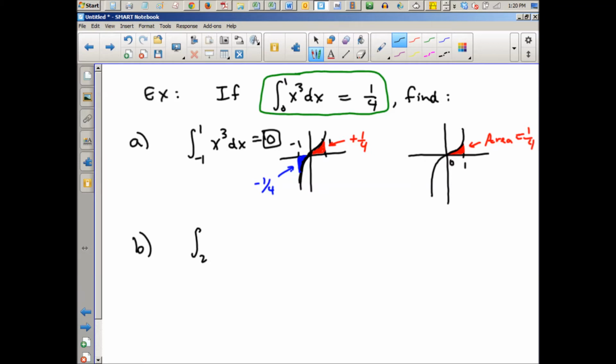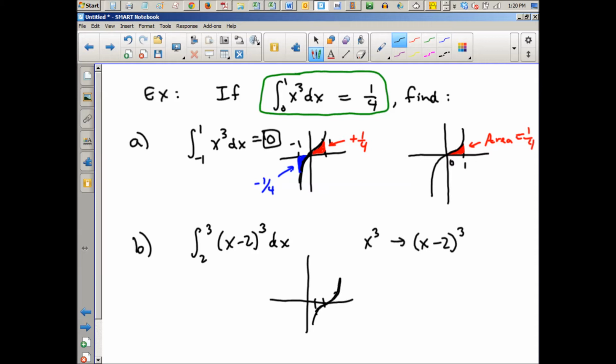Now the next question says to go from 2 to 3 of x minus 2 cubed dx. Let's try to draw a picture for this also. So what happens to a graph x cubed when we write it as x minus 2 cubed? What just happened to the graph? Shifted, shifted which way? Right. Rightward by 2 spaces. So let's see what that would look like. It'd be the cubic graph, but now it's over here. It's supposed to look flat in the middle. There it is, right? Shifted over 2.